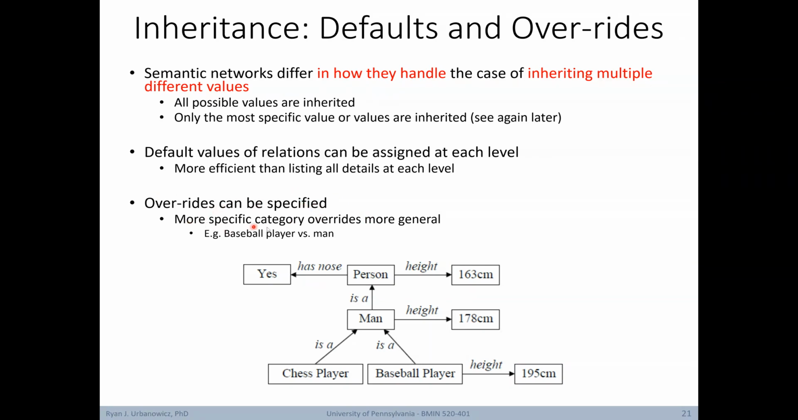In other words, a more specific category can override the information received from a more general one. Let's imagine for a moment that baseball player doesn't have a default height. Based on what we've learned so far, baseball player would inherit the properties under the most general term it's connected to. In this case, height being 163 centimeters. However, we could set up our semantic network to have a default where the more specific value, in this case a man's height of 178 centimeters, is inherited instead.